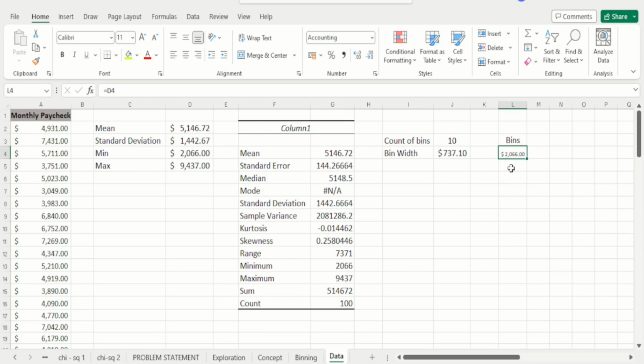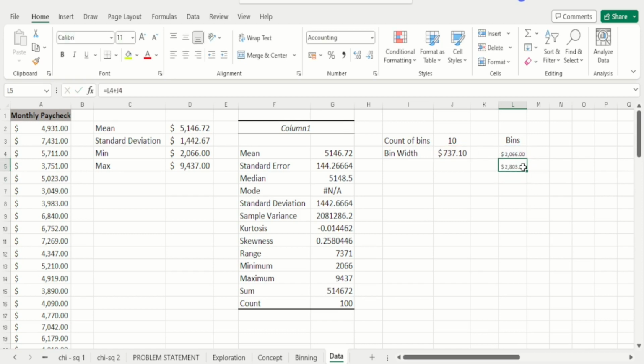Okay, and then what's going to be the next bin? The next bin is going to be, remember the bin width is 737.10. So what we'll do is add the bin width to the minimum to get the next bin value, and the next, and the next, all the way till we reach the max of 9437. Okay, so let's add this here.